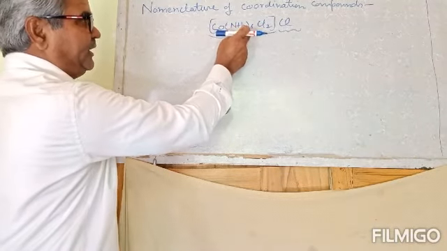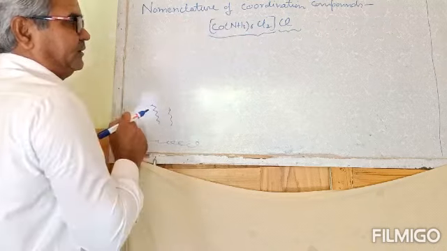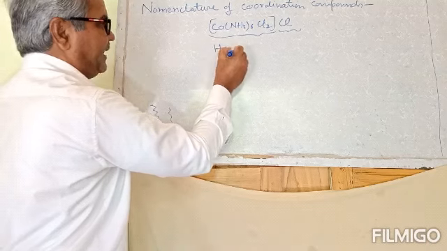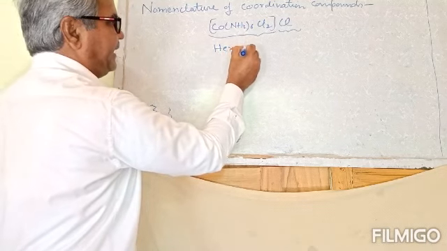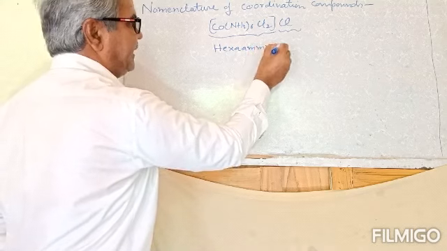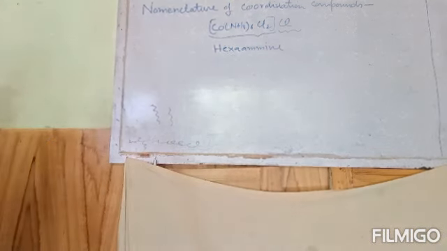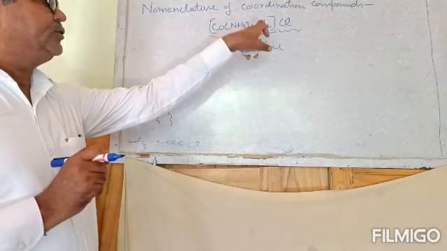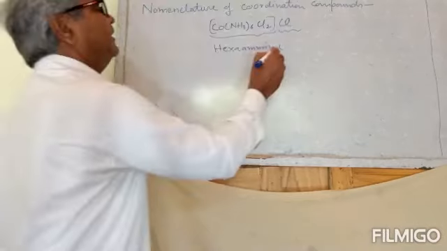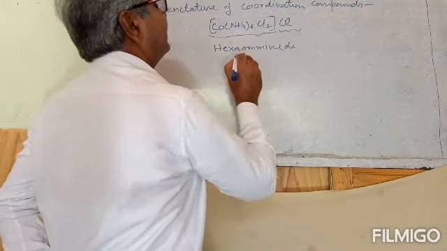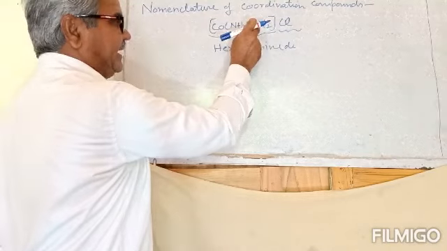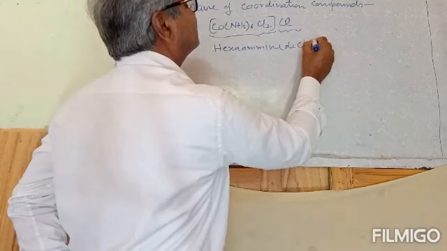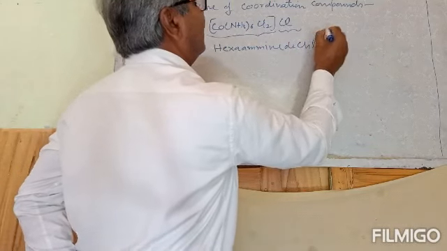Now there are 6 molecules of ammonia. Therefore, hexa, hexaammine. Now, chloride, there are 2 ions, therefore di, and O is added in the anionic ligand, so dichlorido, or chlorido.